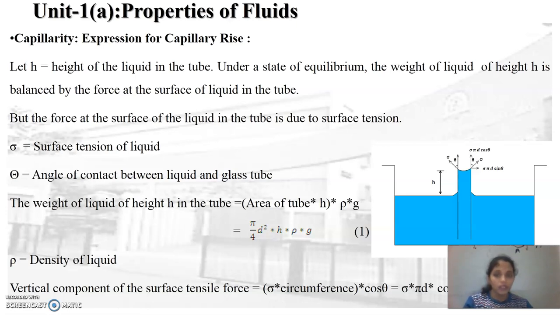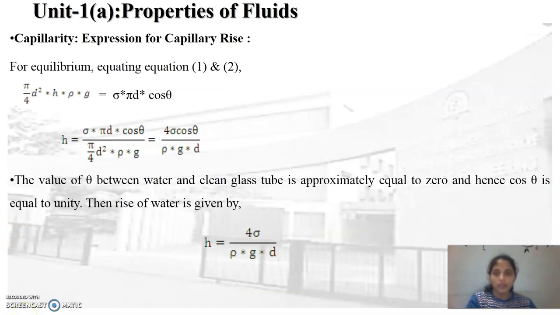Now the vertical component of the surface tensile force is given by sigma into circumference. Circumference is nothing but pi into d, and its vertical component will be sigma pi d into cos of theta. For the state of equilibrium, we are equating the weight of the liquid in the tube for height h with the surface tensile force in the upward direction. After equating this, we obtain the value of h as 4 sigma cos of theta upon rho g into d. Here h is nothing but the rise of liquid level in the tube.